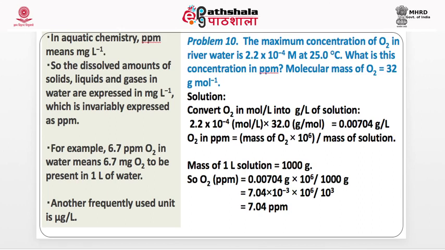So the dissolved amounts of solids, liquids or gases in water are expressed in this unit, which is invariably expressed as ppm. For example, 6.7 ppm O2 in water means 6.7 milligram O2 is dissolved in 1 liter of water. Remember, this dissolution in water is very important, whether river or sea water or lake water or pond water.